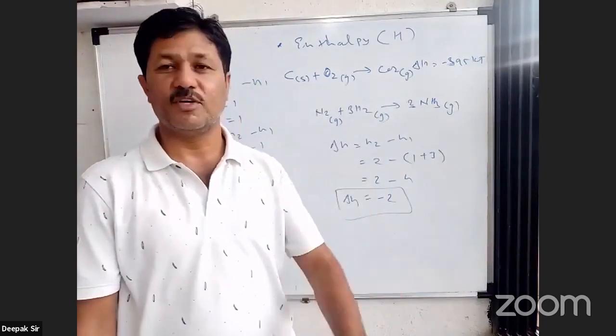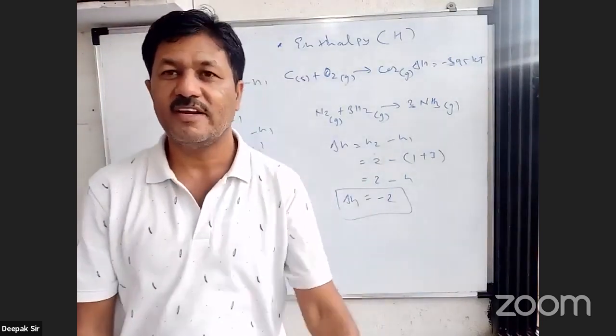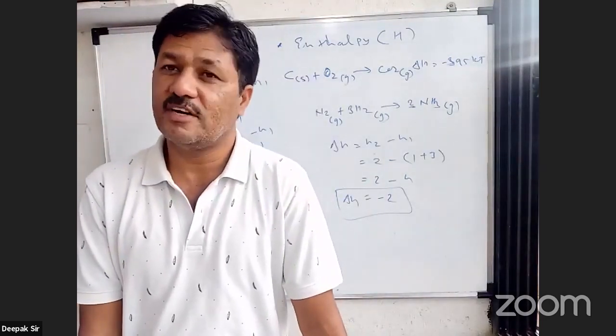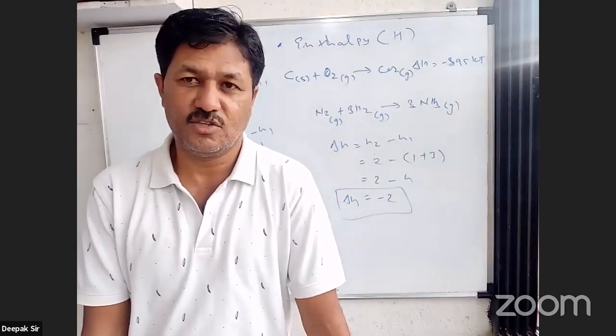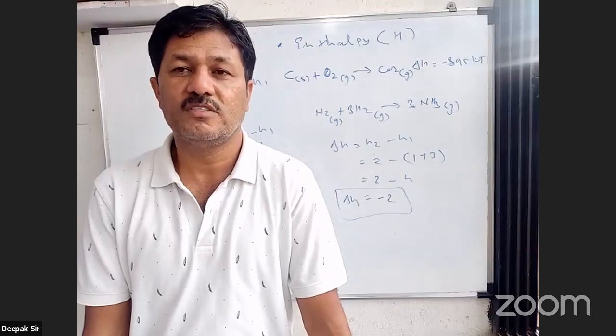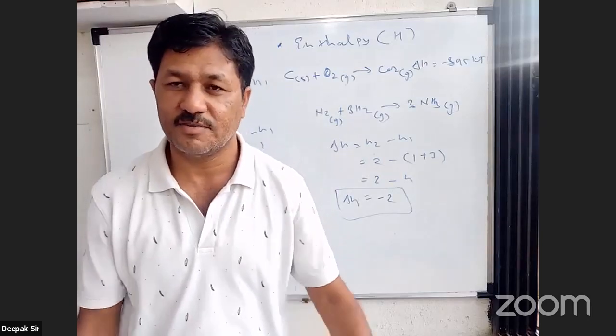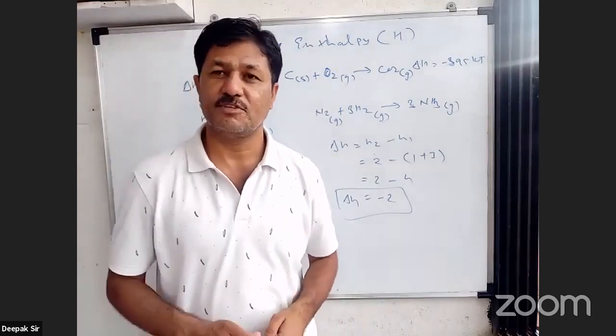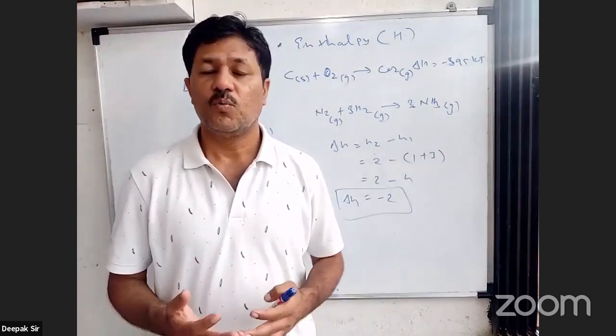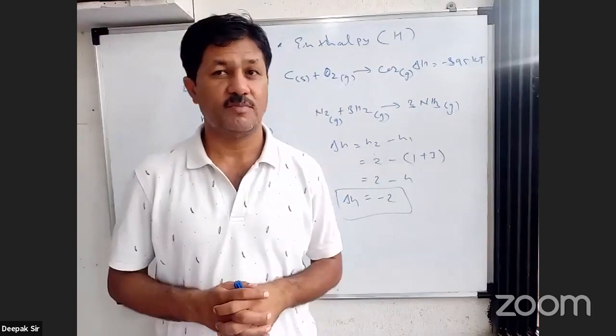तो delta H एंथैल्पी के दो फार्मूला मिल गए. पहला फार्मूला मिल गया delta H is equal to delta U plus P delta V, और दूसरा फार्मूला मिल गया हम लोगों को delta H is equal to delta U plus delta nRT. Now we have to find out the values of the heat of reaction.